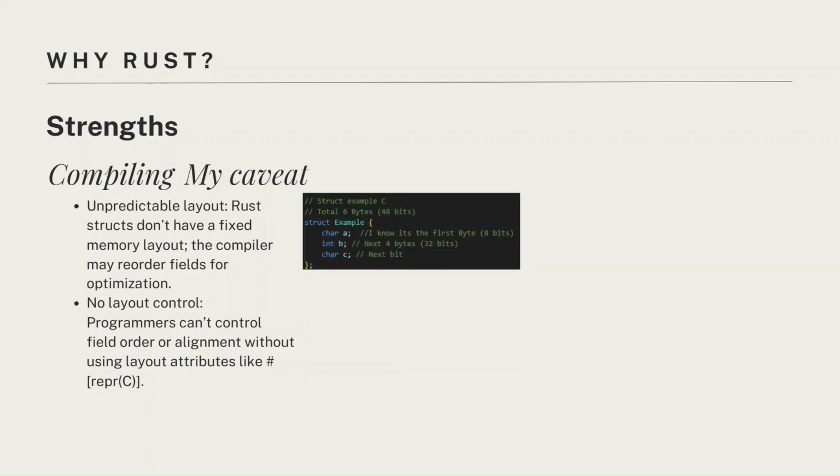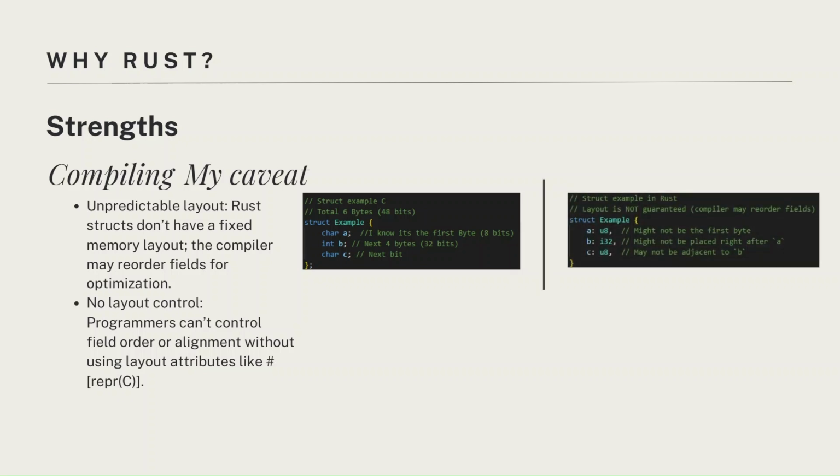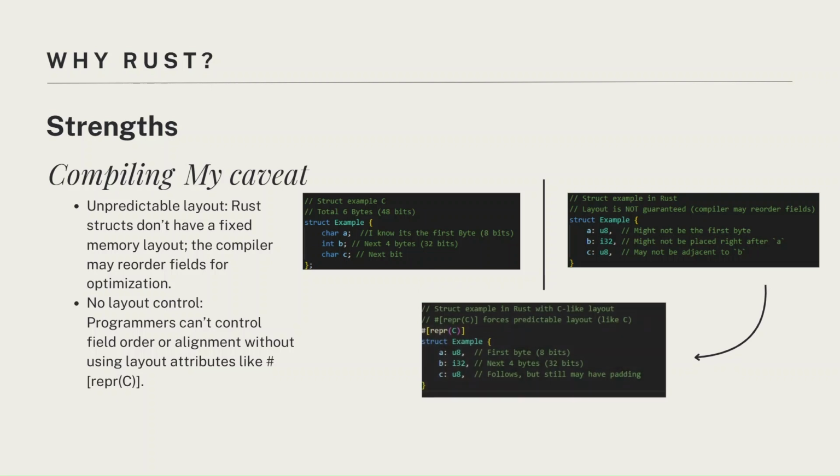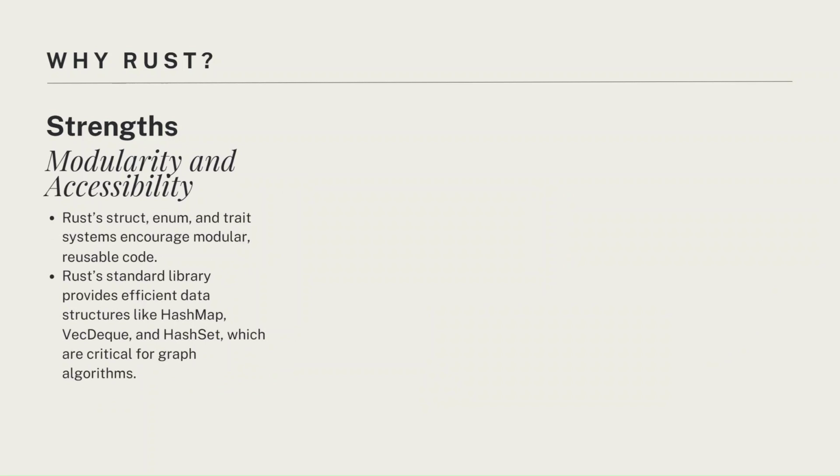So here's an example in C. I know exactly where everything is. I know that character is the first 8 bytes, integers the next 4 bytes, and then characters the next byte. But in Rust, it's not guaranteed. And if I wanted it to be guaranteed, then I'd have to include the represent C module, and it's kind of a hassle. You kind of have to know what you're doing to include that. So as a computer engineer myself, working with embedded systems, it's not super applicable to use Rust.